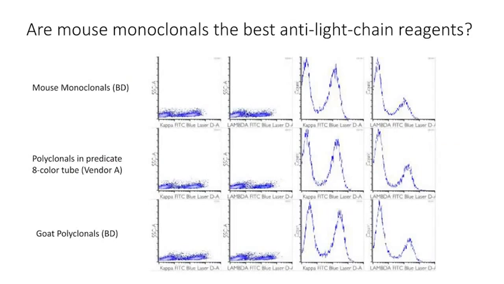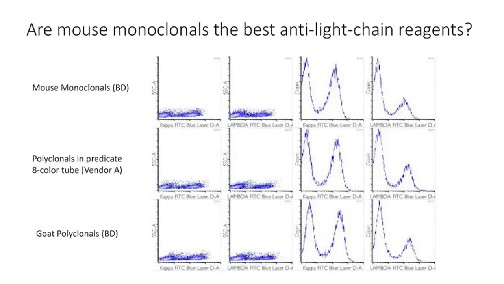So, the mouse monoclonal antibodies were available off the shelf in BV605, but are they the best light chain reagents? Remember, we did have a predicate tube, which used polyclonal antibodies, and we certainly wanted to make sure that these results would be at least as good as the predicate tube. In the case of the mouse monoclonals, comparing apples to apples here, everything is conjugated in FITC, we felt that the mouse monoclonals were just a little bit dimmer than these polyclonal antibodies.